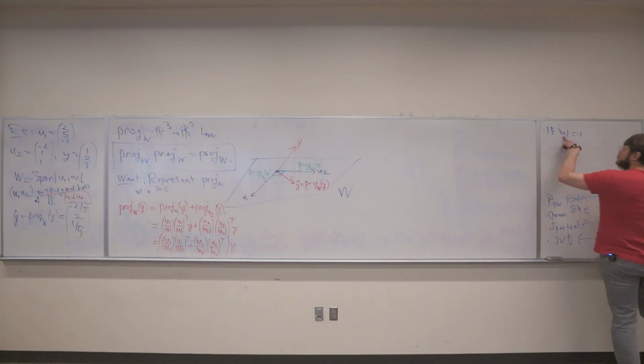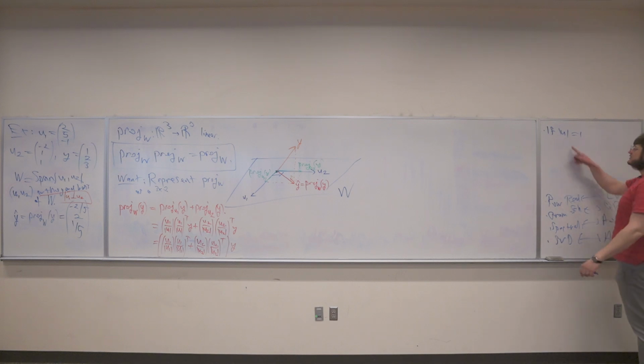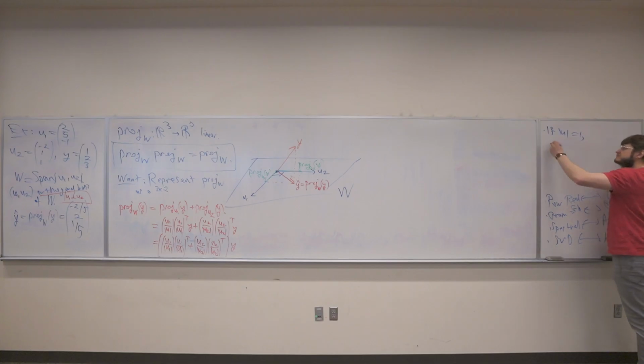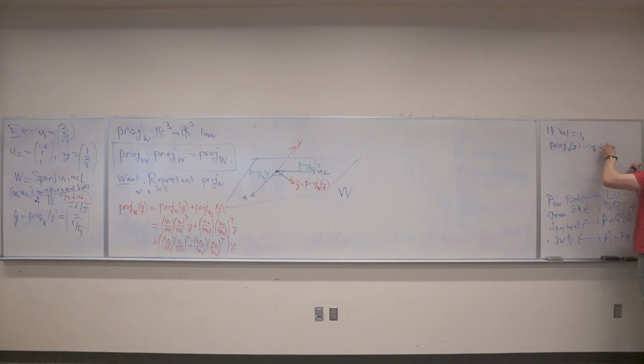So if I'm trying to project onto a one-dimensional space with a unit basis vector, then this is nothing but y against u times u, or another way to think about it, is u u transpose y. Okay, these are two formulas that are true.